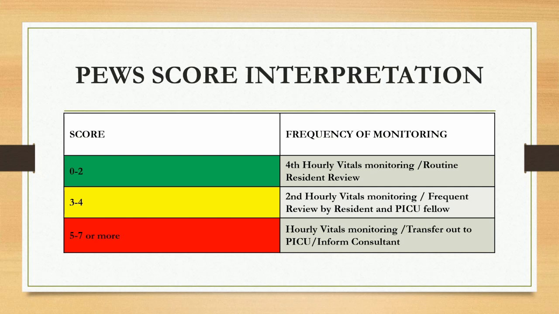Let's see the PEWS score interpretation. If the score is 0 to 2, the baby needs 4th hourly vitals monitoring and routine resident review. If the score is between 3 to 4, the baby needs 2nd hourly vitals monitoring and frequent review by resident or PICU fellow. If the score is between 5 to 7 or more than that, the baby needs hourly vitals monitoring. Better to inform the consultant and transfer the baby to PICU.